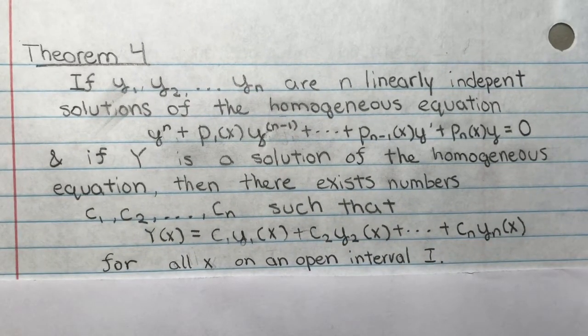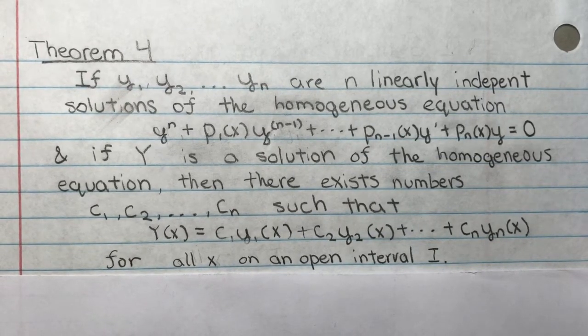And if capital Y is a solution of the homogeneous equation, then there exist numbers c1, c2, and so on, and c sub n such that capital Y of x is equal to c sub 1 y sub 1 of x plus c sub 2 y sub 2 of x plus and so on plus c sub n y sub n of x for all x on an open interval I. Alright, so that's Theorem 4.